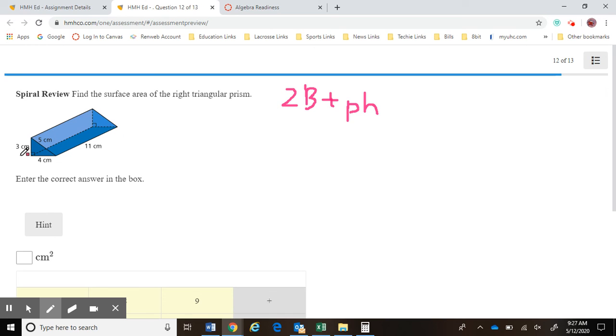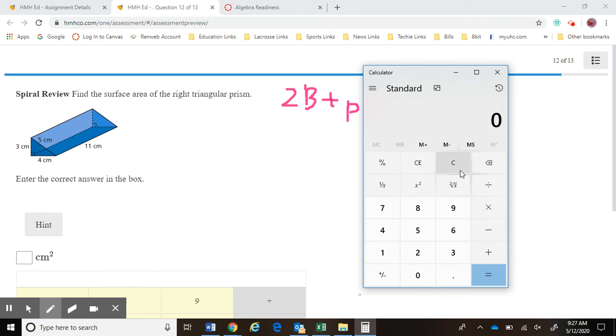We've got a triangle, so we know it's 1/2 base times height. We've done that several times in this review. So 3 times 4, and then half of that would be 6. And then of course I have to multiply it times 2, which gives me 12. So 2B is 12.